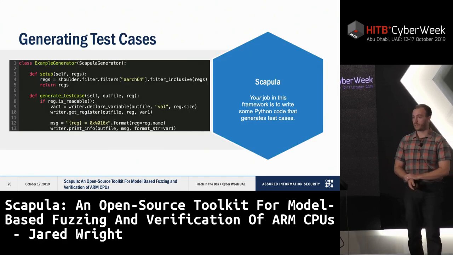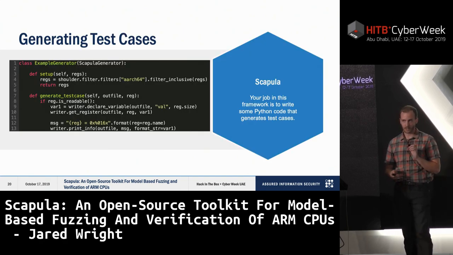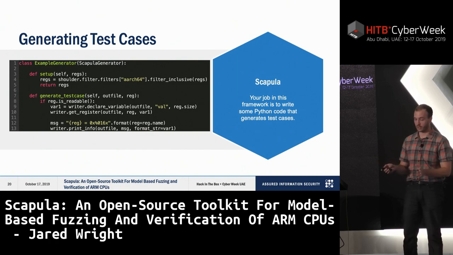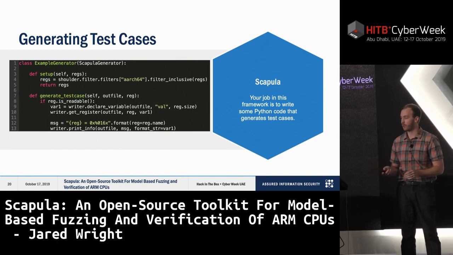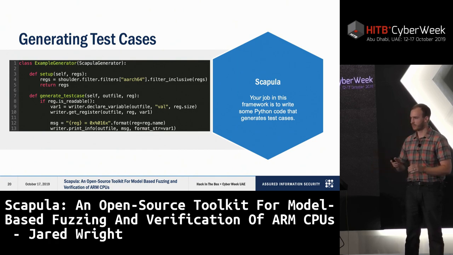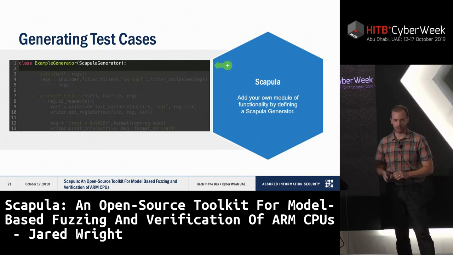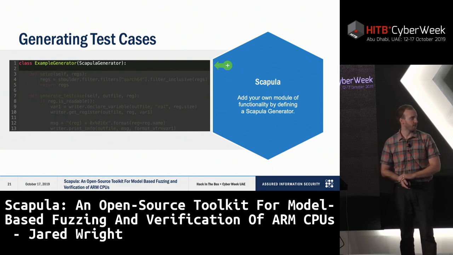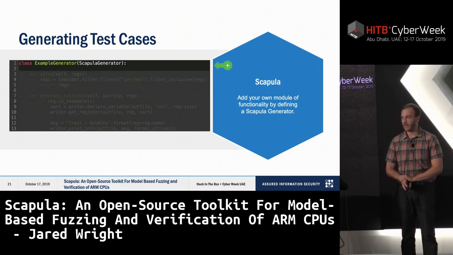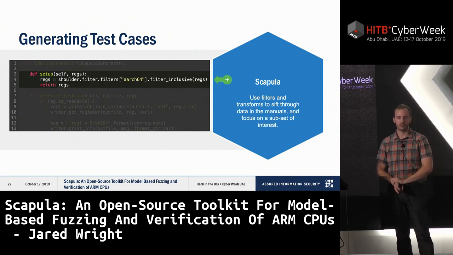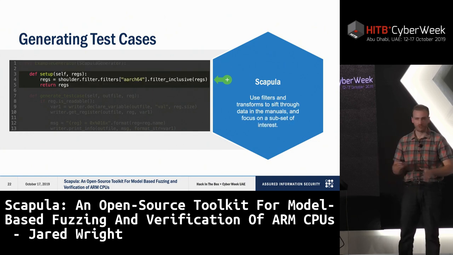So first, the Python part of Scapula. Your job in this framework is to write the Python code that generates some test cases. So I'll show you line by line or little section by section how this works. All you do to plug into this framework is declare a Python class that extends the Scapula generator class, and that plugs you in.